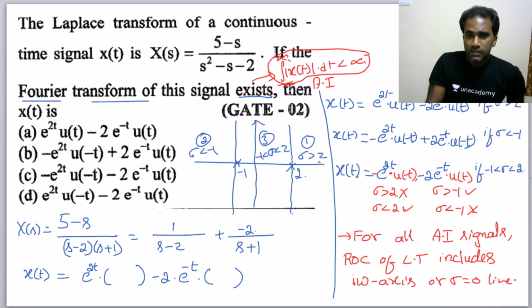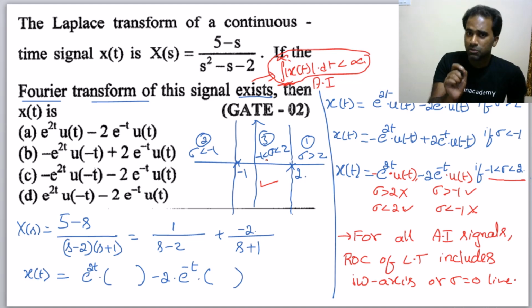Right. So look at this one, sigma greater than 2. This ROC does not include the j omega axis. Sigma less than minus 1 does not include the j omega axis. Minus 1 to 2 ROC, this ROC is including the j omega axis. Which means when they say the Fourier transform of the signal exists, they are giving us information about an ROC which includes the j omega axis. So there will be only one ROC which includes the j omega axis, and that is the third one. So indirectly they are giving us the ROC: minus 1 less than sigma less than 2. That is the ROC. They'll give us some information. From that information, we have to understand one of the.